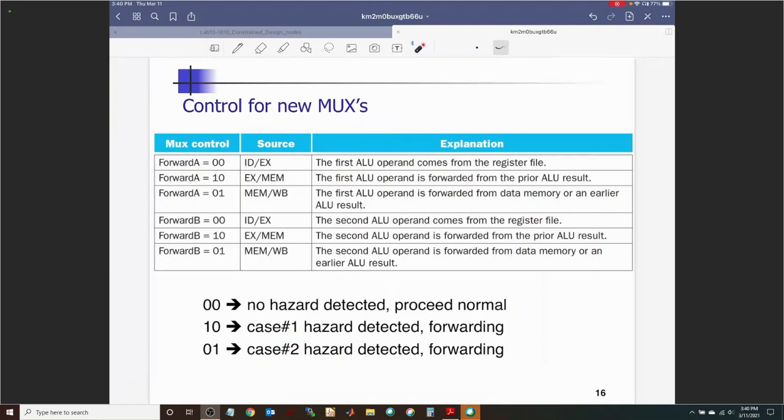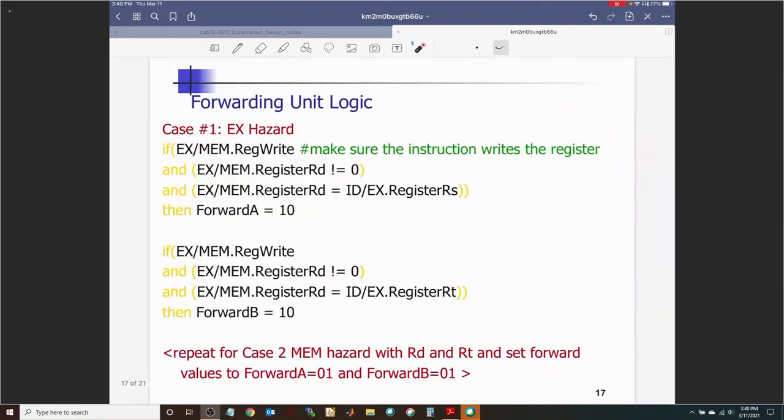All right. Now let's try to write this forwarding unit logic as some statements that you could design your combinational logic based off of. The first one is case number one, which is the execute hazard. What would be the logic for that?